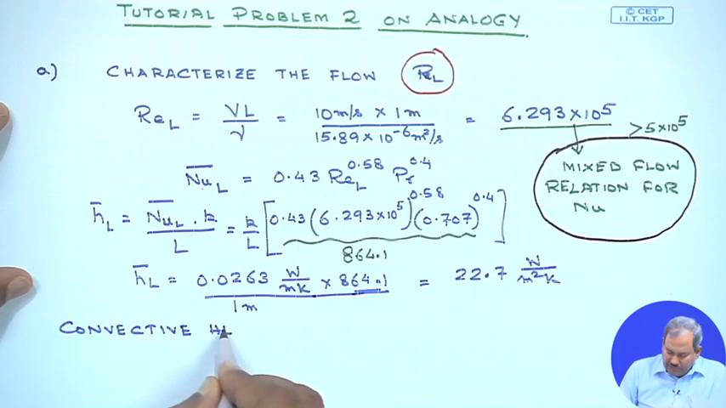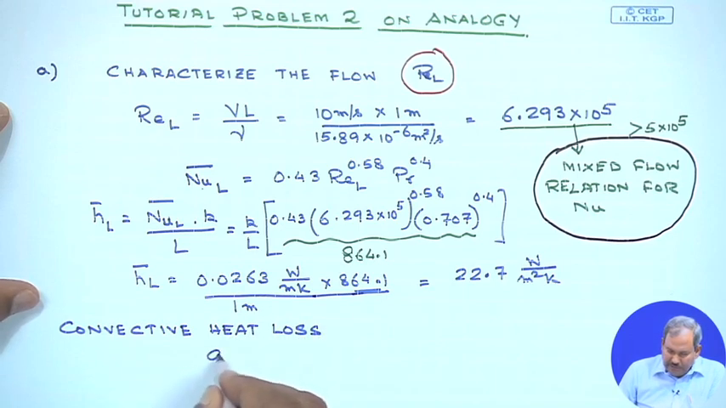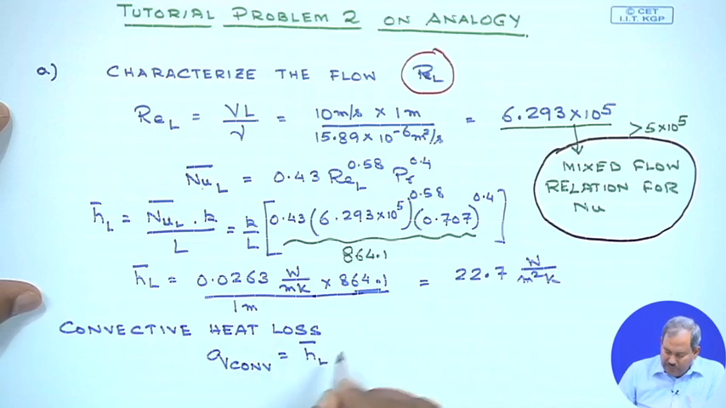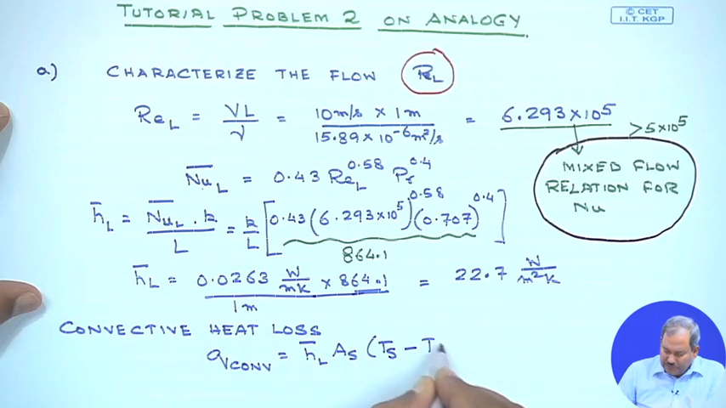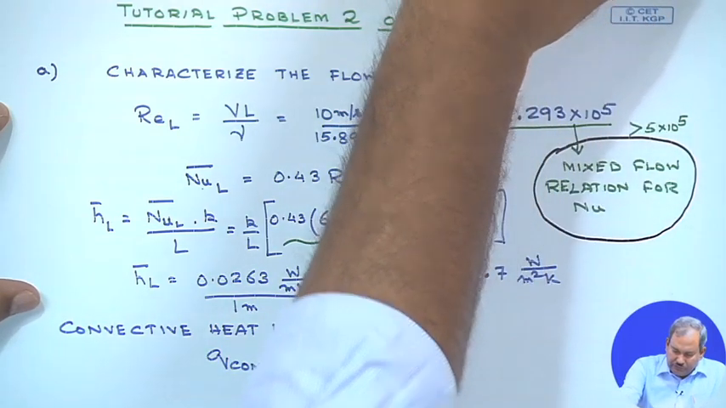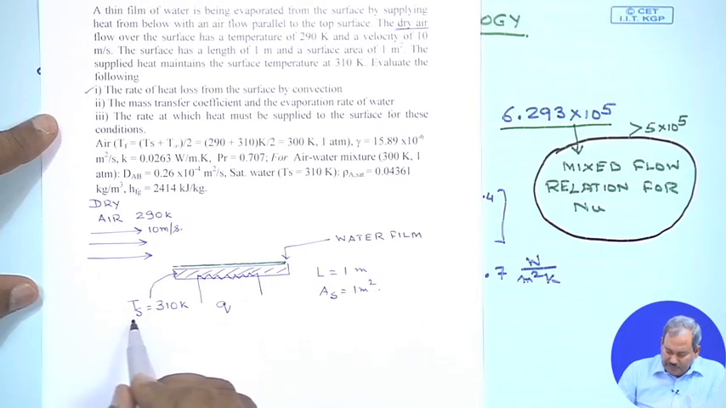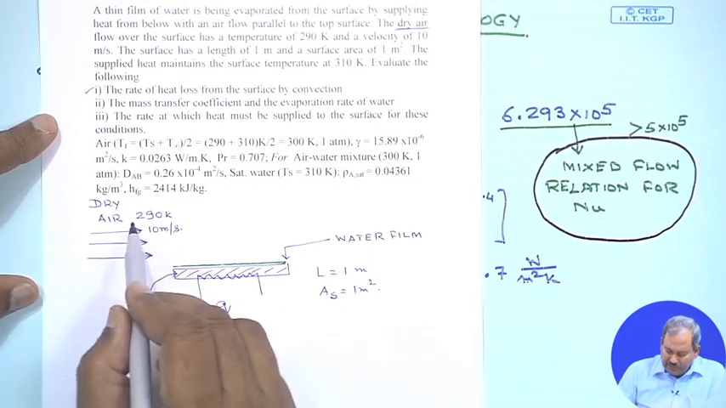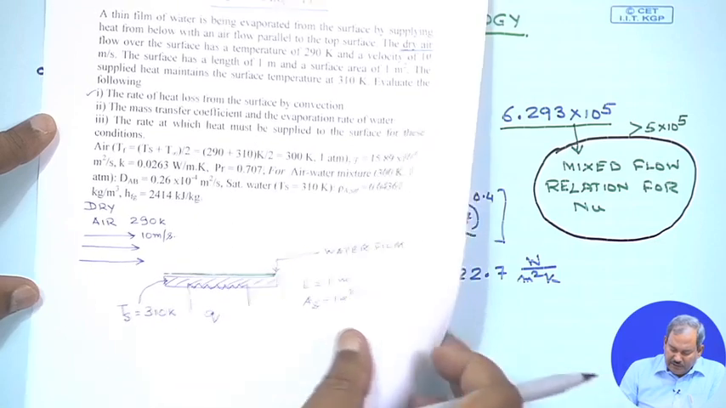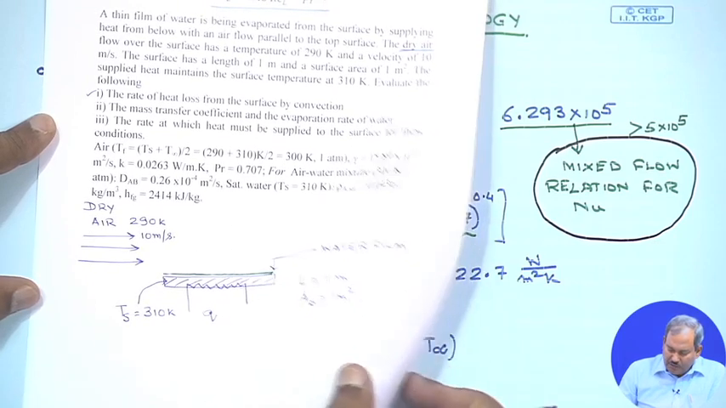heat loss from the surface, from the solid surface, is simply Q. I will put the subscript convection to show that this is the convective loss only, which would be average value of heat transfer coefficient times surface area times temperature of the surface minus temperature of the airstream far from the surface. And we know from our description of the problem, the temperature of the surface is 310 Kelvin and that of air is 290 Kelvin. The area is provided as 1 meter square.